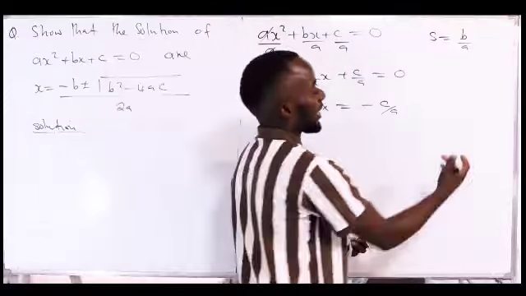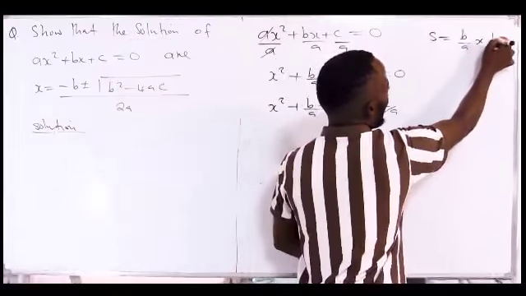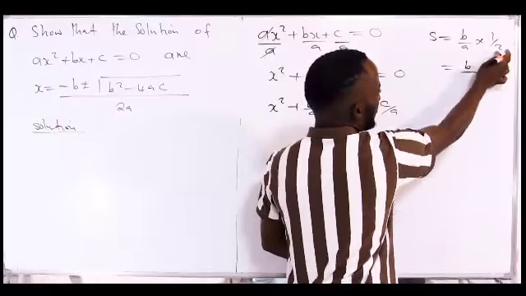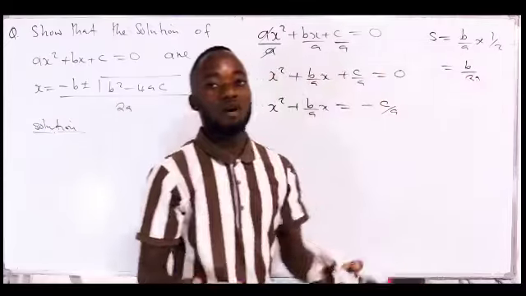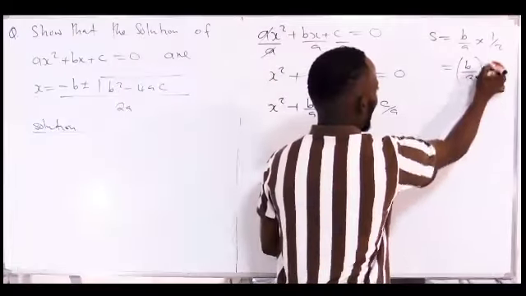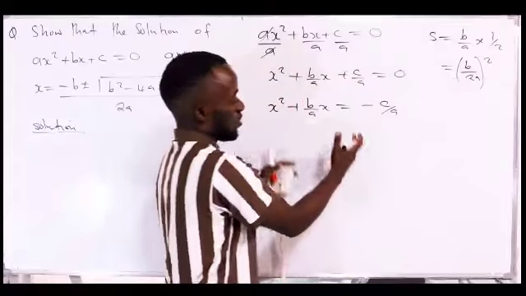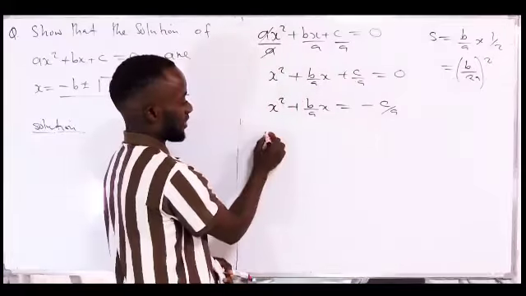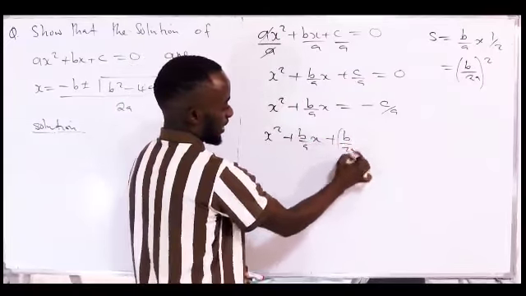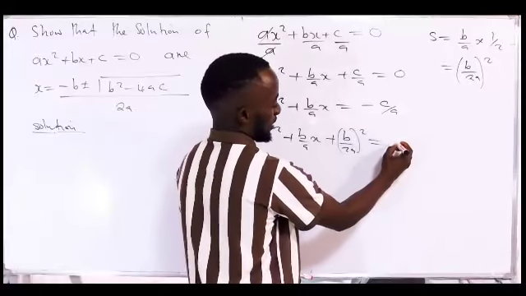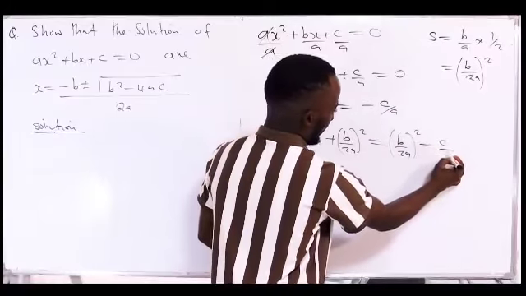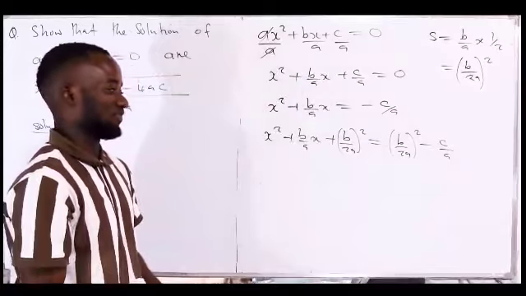Now we have b over a. How do we halve this? It is just the same as multiplying by 1 over 2. So b multiplied by 1 is b, and a multiplied by 2 is 2a. We've halved our sum. The next thing we're going to do is square it. We get this squared sum and add it to both sides of the equation. Now we're going to have x squared plus b over a x plus b over 2a squared is equal to b over 2a squared minus c over a. That's what we have. Okay.